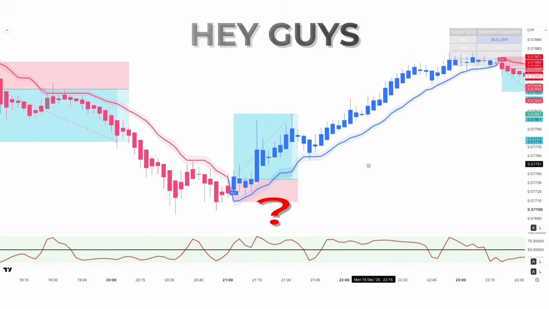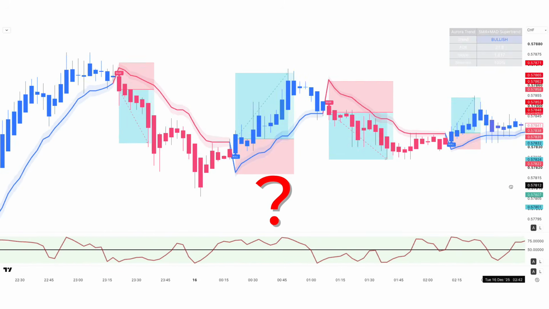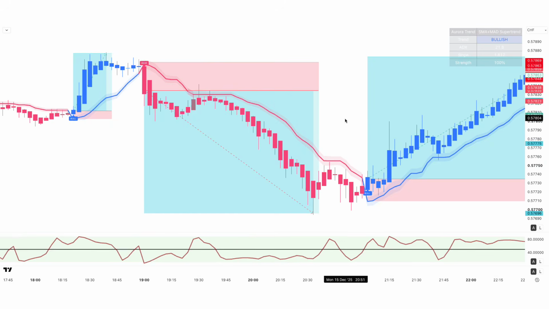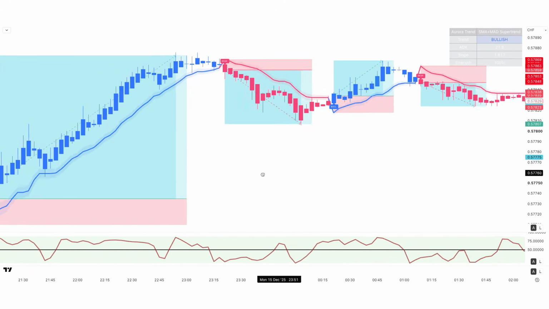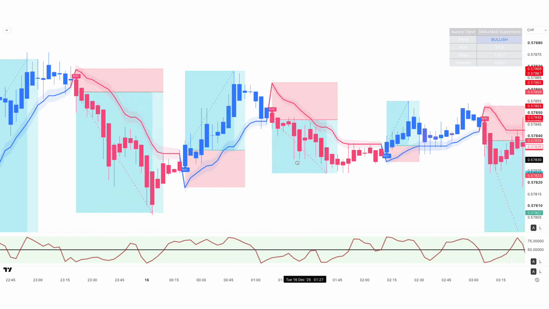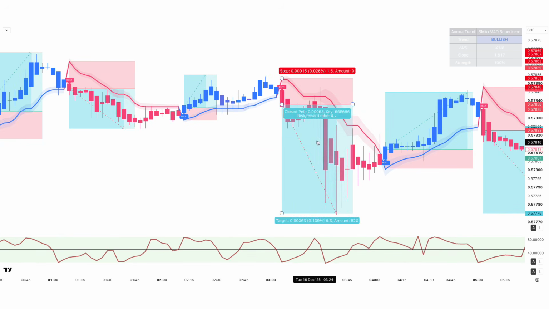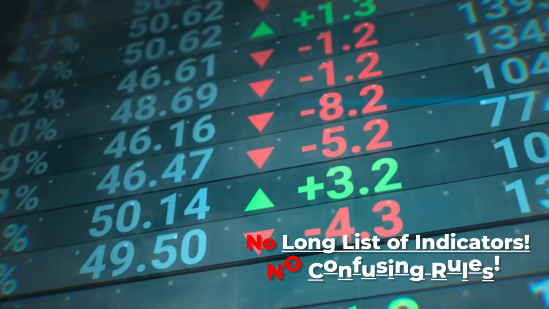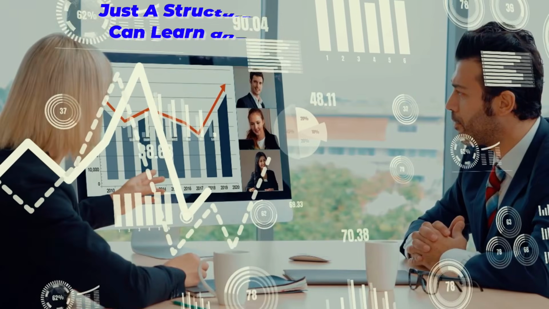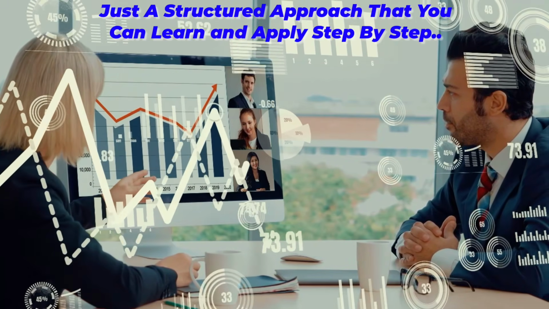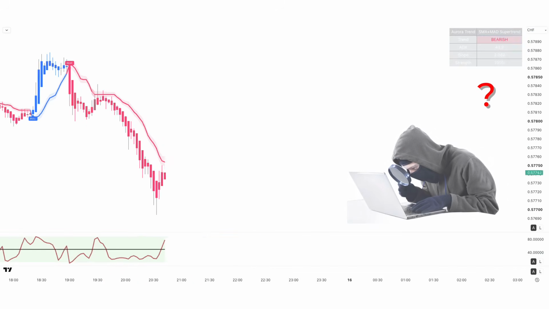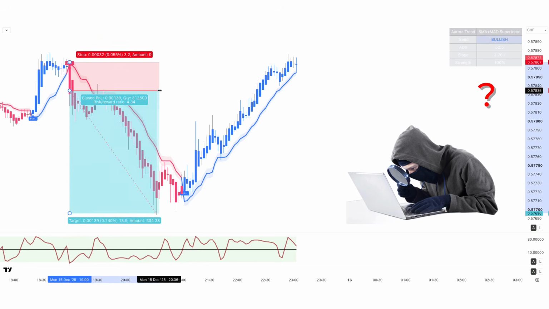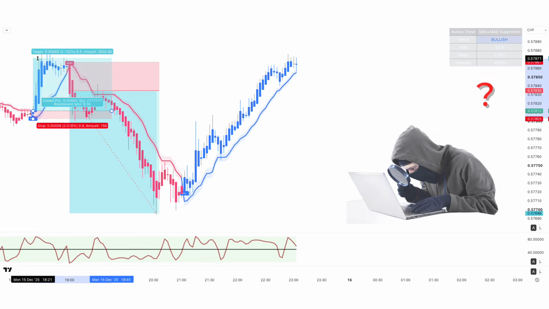Hey guys, have you ever looked at a chart and felt like every entry comes either too early or too late? In this video, we're focusing on a simple TradingView setup designed to help identify cleaner scalping opportunities without making your chart complicated. No long list of indicators, no confusing rules, just a structured approach that you can learn and apply step by step. We'll go through how the setup works, where to look for potential entries, and what conditions can help you avoid lower quality trades.